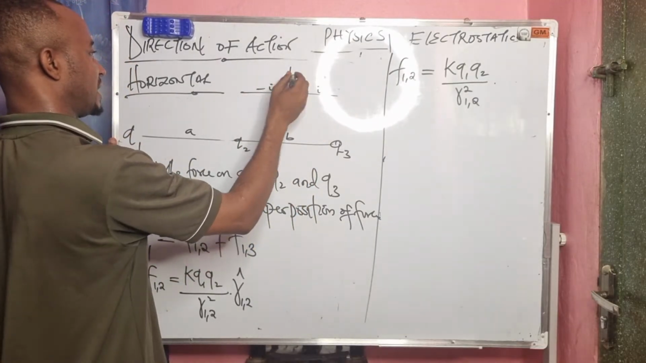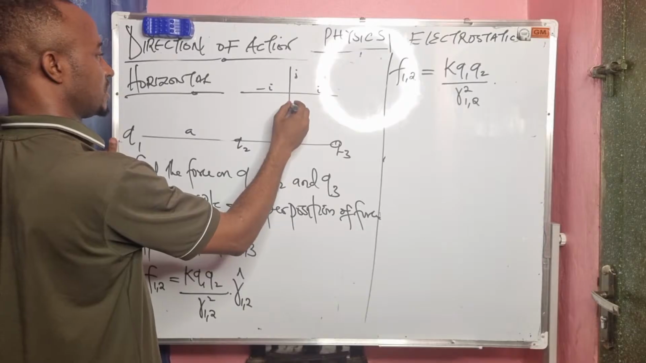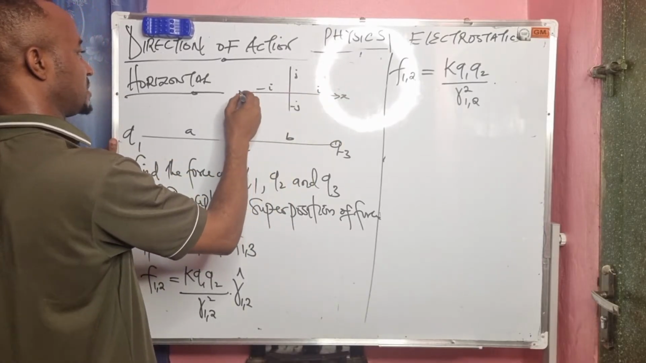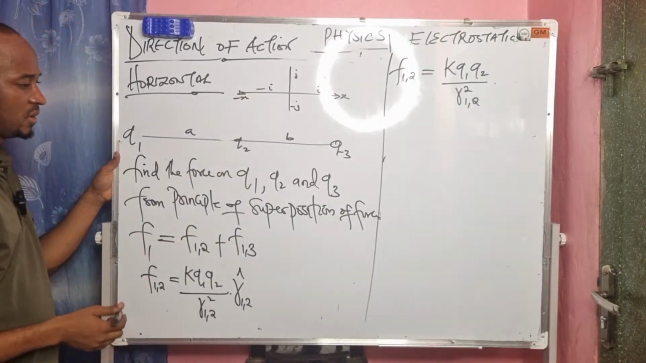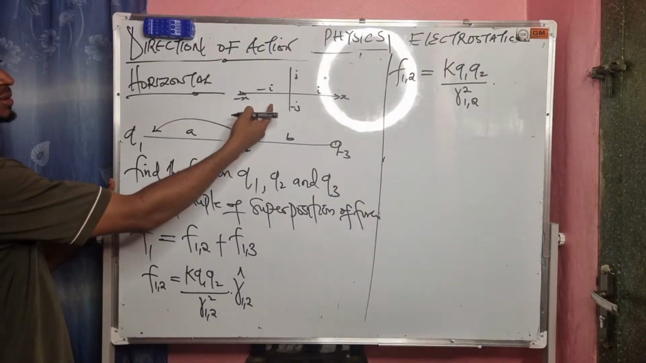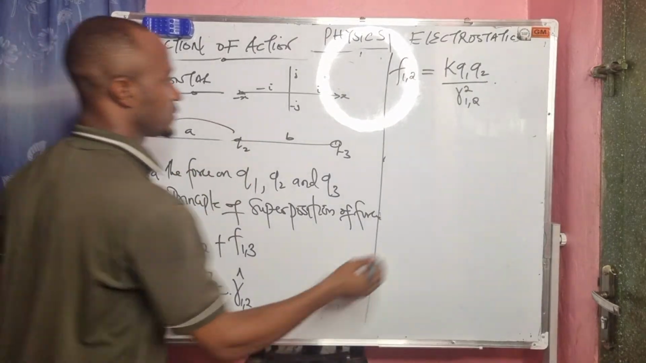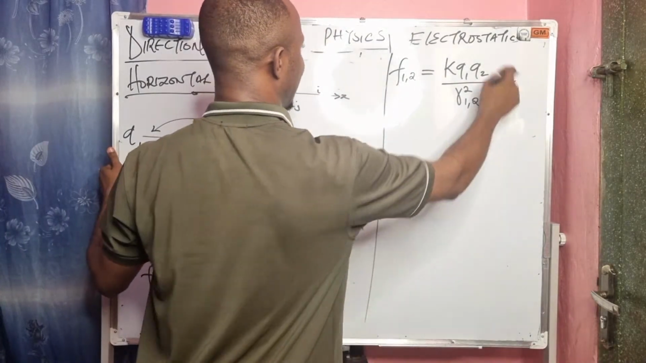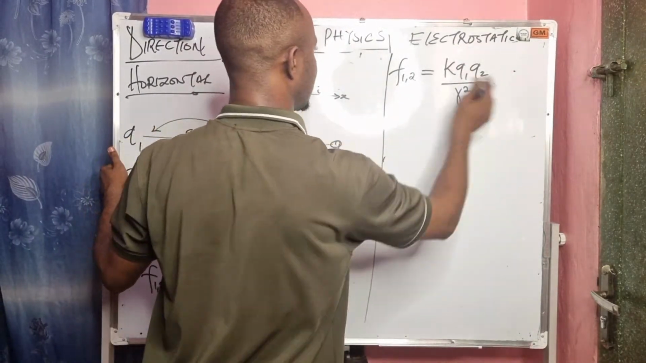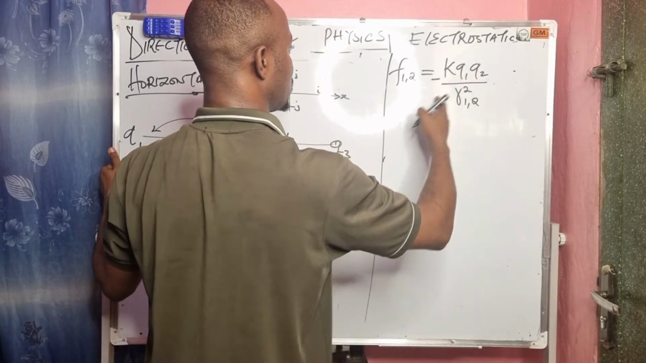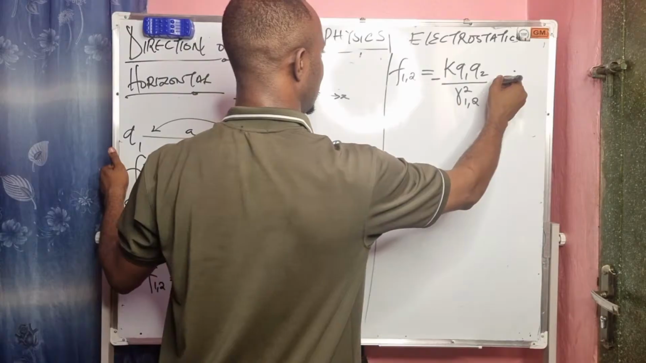Here is minus I. This is J, this is minus J. This represents X, still minus X. So from 2 to 1 is towards negative I. So what will be here is minus I, which will give us minus KQ1 Q2 over R squared 1,2 times I.